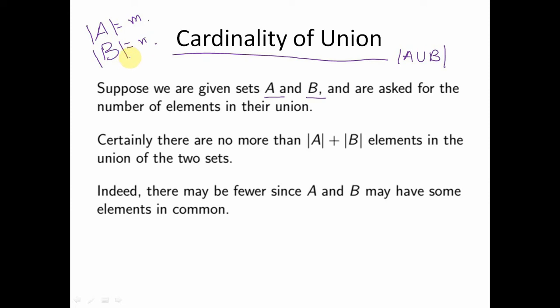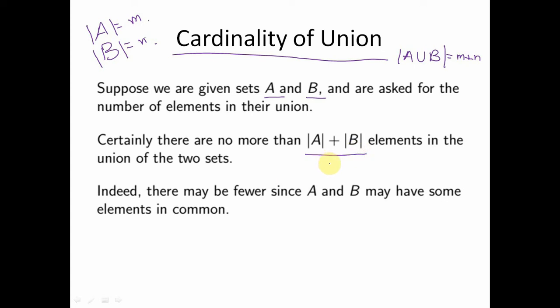So in that case, what will be the cardinality of the union? It will be m plus n, right? So this is the maximum value of the cardinality that it can have. The maximum cardinality that the union can have is the cardinality of A plus the cardinality of B. But that is the maximum value.